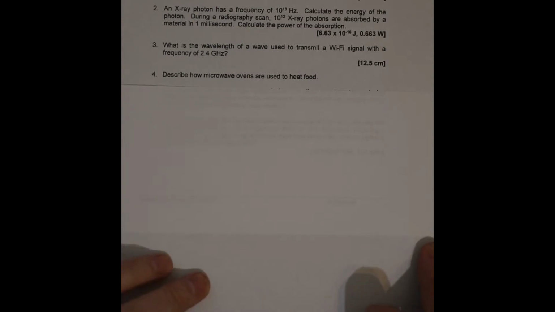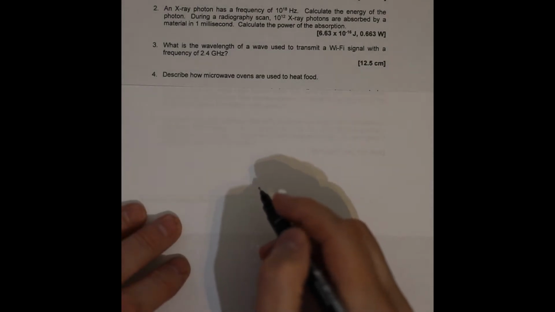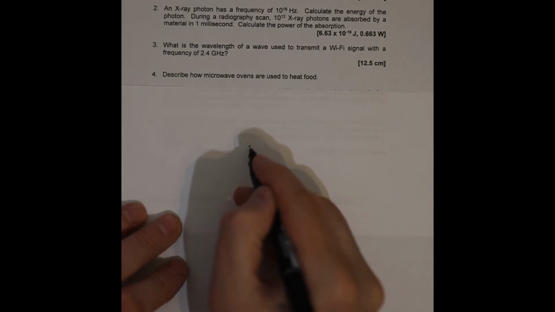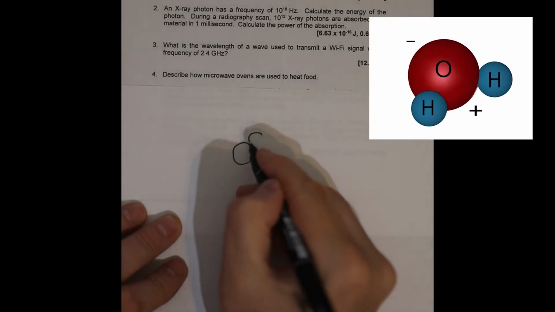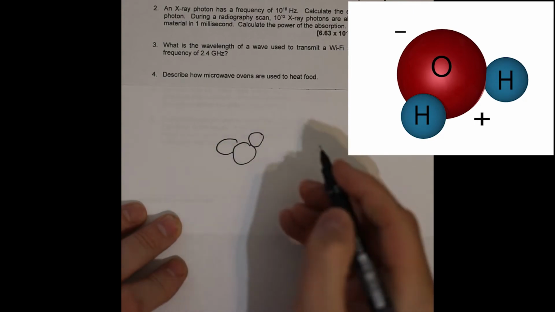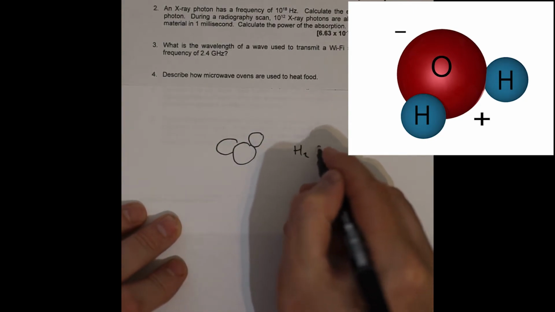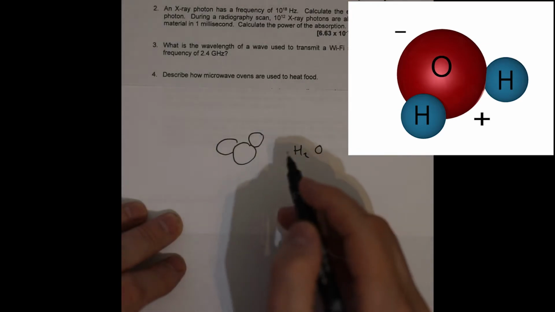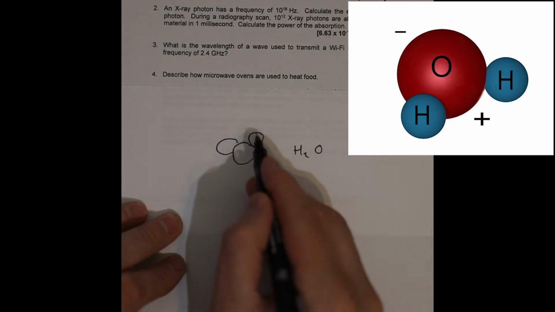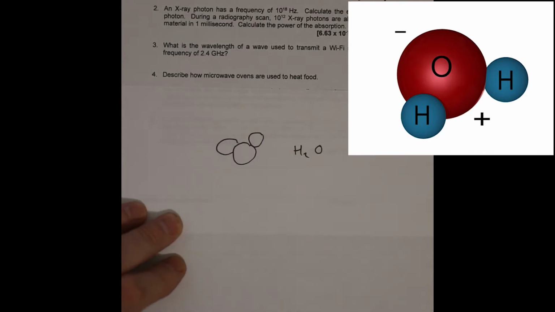So question 4 is asking us to describe how microwave ovens are used to heat food. So this goes back to the lecture, where basically we looked at the fact that most foods contain some amount of water, and water basically consists of an oxygen atom with 2 hydrogen atoms, which is why it's H2O. There's 2 hydrogen atoms attached to each oxygen atom. But what tends to happen is the configuration of the molecule is that the 2 hydrogen atoms sit slightly to one side of the oxygen atom.